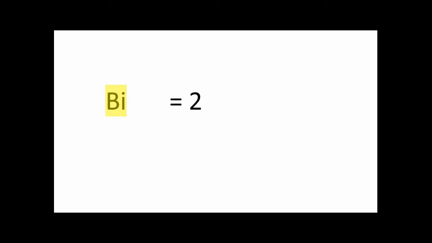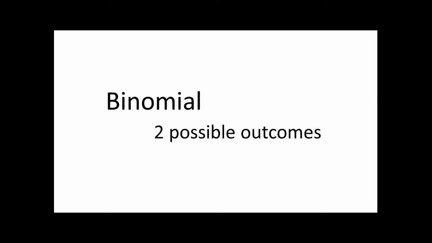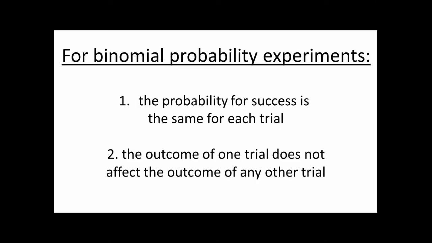Bi means two, and when you run a trial in a binomial experiment, there are only two possible outcomes, either success or failure, heads or tails, yes or no. For these experiments, the probability of success has to be the same for each trial, and the outcome of one trial will not affect any other trial.